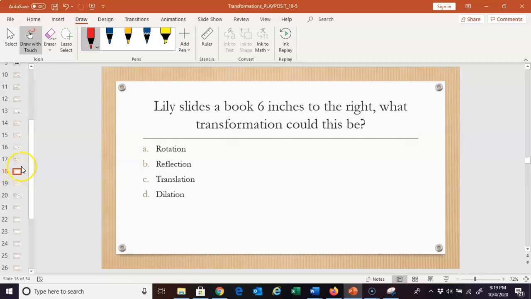All right, so here's an example. Lily slides a book 6 inches to the right. What transformation could this be? So sliding to the right, that is a translation. You're just taking it and pushing it over 6 units or 6 inches.